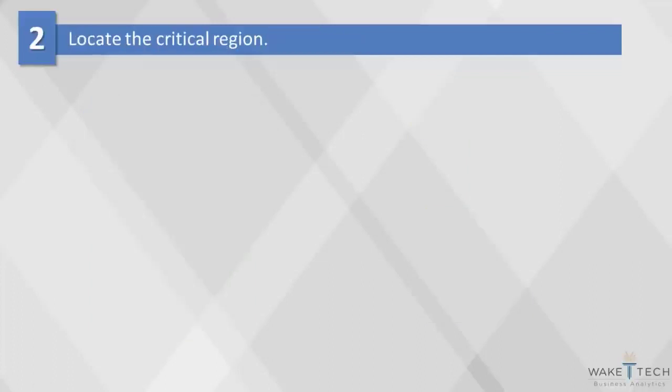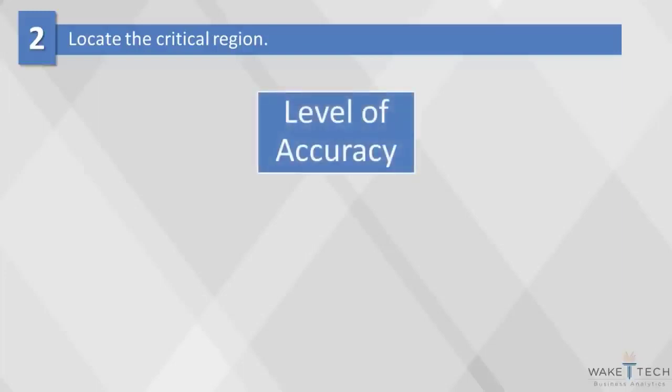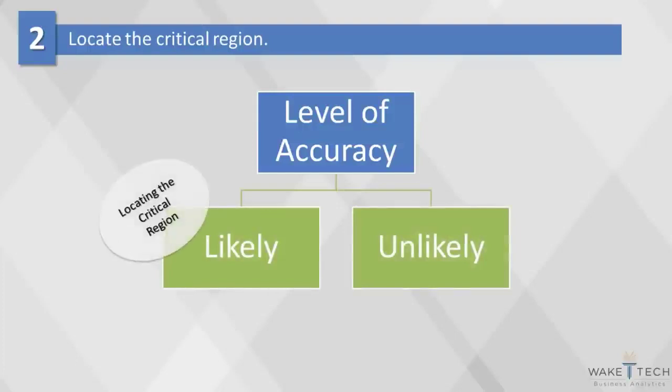In step 2, we will locate the critical region. Once we've established the research question, we have to define the level of accuracy with which we want to measure our test statistic. Any estimate from a sample will not be exactly the same as the population parameter, so we have to decide what we think is likely versus unlikely. This is called locating the critical region. The critical region consists of outcomes that are very unlikely to occur if the null hypothesis is true, or in other words, the sample means that are almost impossible to obtain.